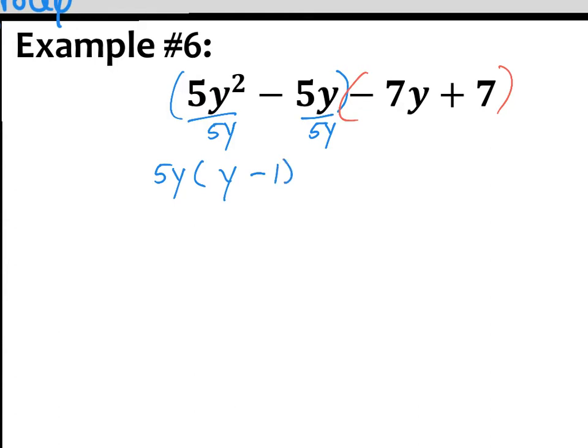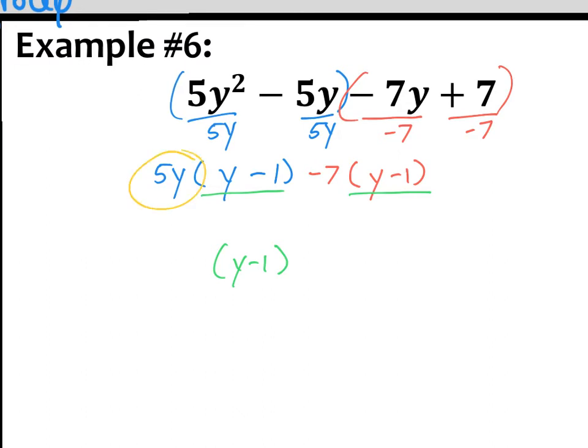Okay, and then we'll do the red here. Common between negative 7y and plus 7. Just like up above, when we have a negative out front, we want to make sure our common factor is negative. Okay, negative 7y divided by negative 7 is y. 7 divided by negative 7 is minus 1. We have our y minus 1s here as our common factor that we factor out. Y minus 1. And then we're left with our 5y minus 7 as our second factor. Okay.